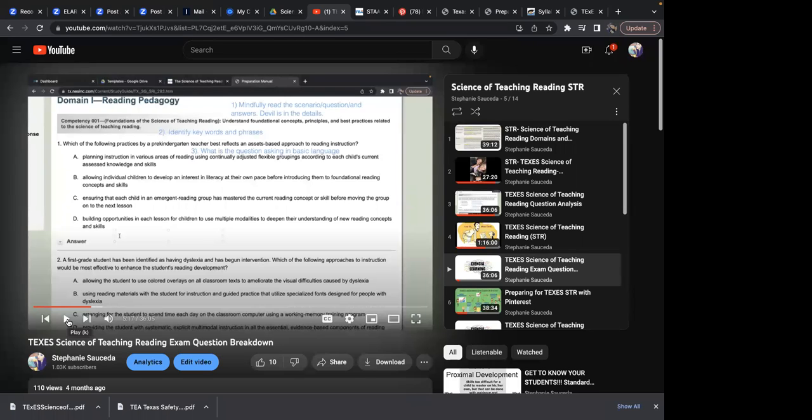So mindfully read the scenario, question, and answers. The devil is in the detail. The secret hiding right answer is going to be sort of highlighted for you and obvious if you have read it carefully. And so we're looking at a pre-kindergarten teacher in this particular one. So it's very important to read each choice and make sure that the answer choice is in line with the keywords and phrases.